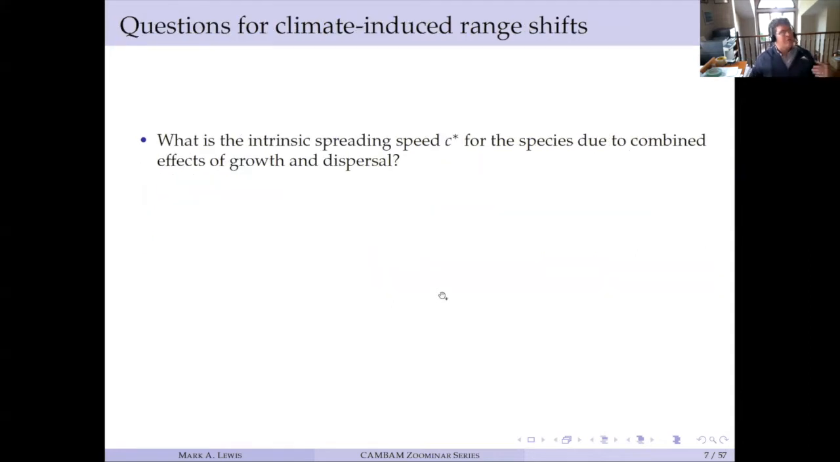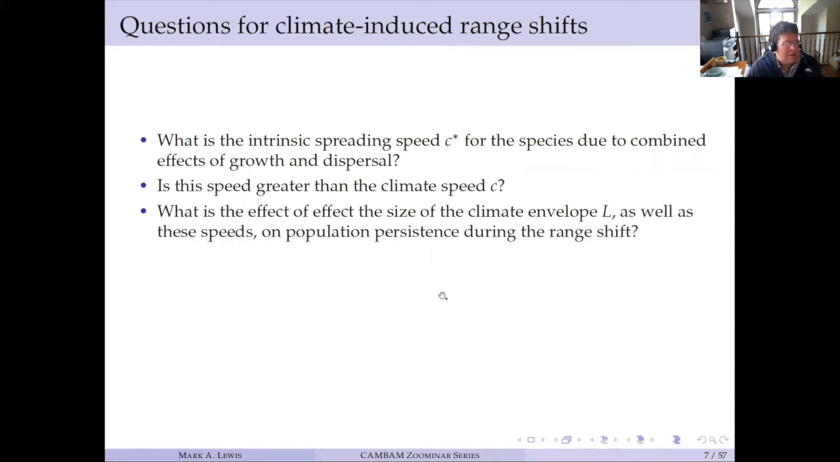And so from the mathematical perspective, we may be able to calculate an intrinsic spreading speed for a species due to combined effects of growth and dispersal. And this could come from a mechanistic model for growth and dispersal. And then we could simply ask, is that speed greater or less than the prediction for climate change? And that would be taking the approach that the IPCC report took.